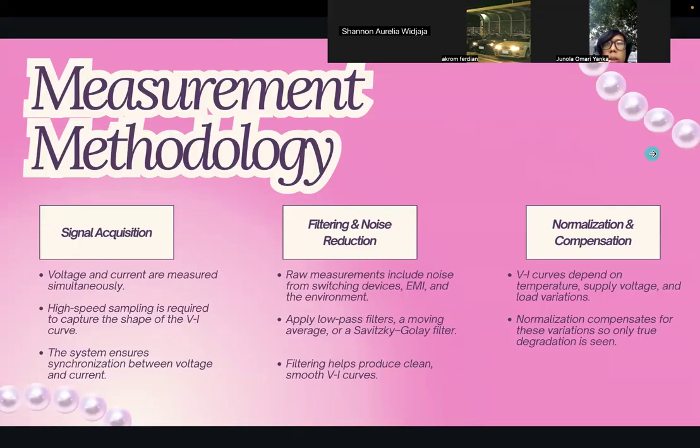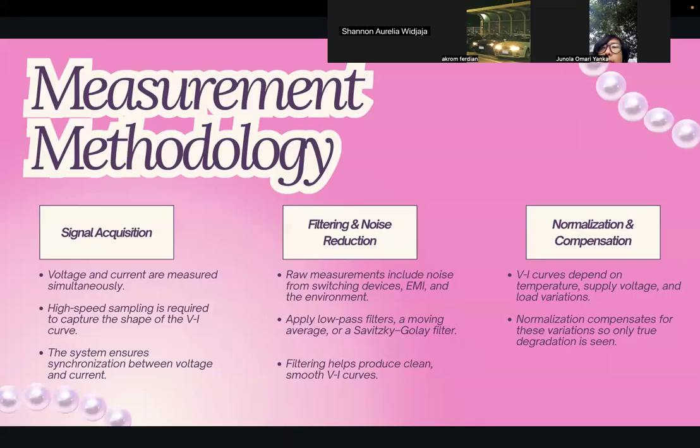Next, we perform filtering and noise reduction. Raw measurements include noise from switching devices, electromagnetic interference or EMI, and the surrounding environment. To reduce this noise, we apply low pass filters, moving average, or a Savitzky-Golay filter. The reason we do filtering is to produce clean, smooth VI curves without any spikes or drops.